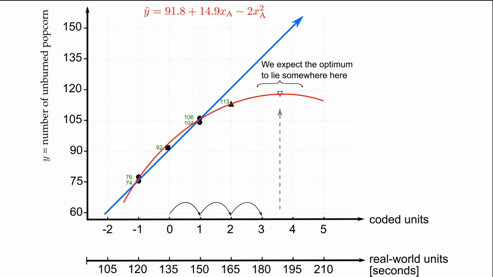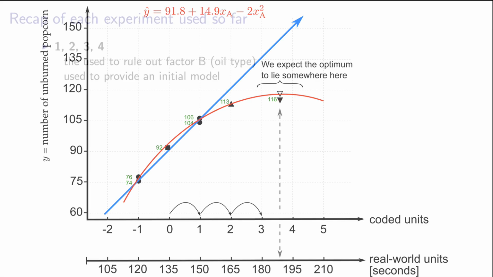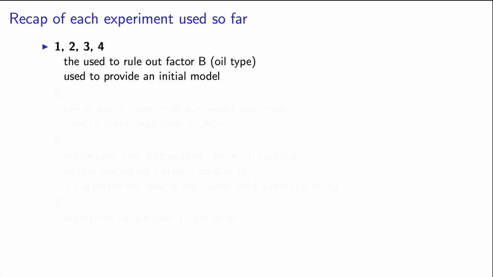What does a coded value of 3.6 represent in real-world units? It's 3.6 times 15 for the half range, and add to it a value of 135 for the center. So it's a real-world value of 189 seconds of cooking time. Let's go run that experiment now. We predicted a value of 118, and the actual experiment gives us a value of 116. That's pretty impressive. In 7 experiments, we seem to have achieved very good predictions and a local optimum in the system. Let's recap our experiments.